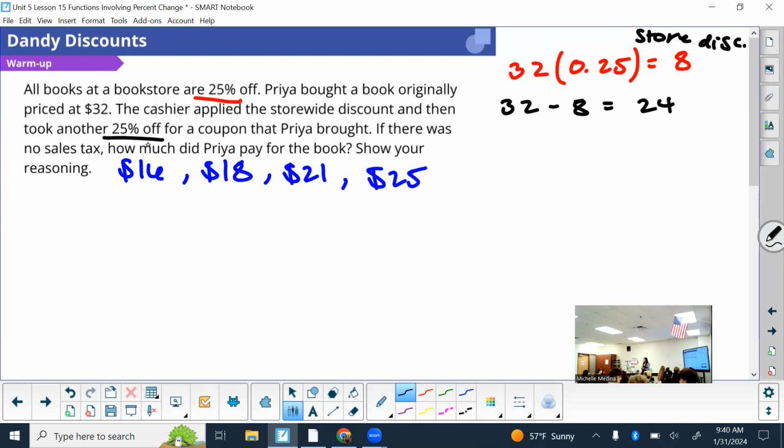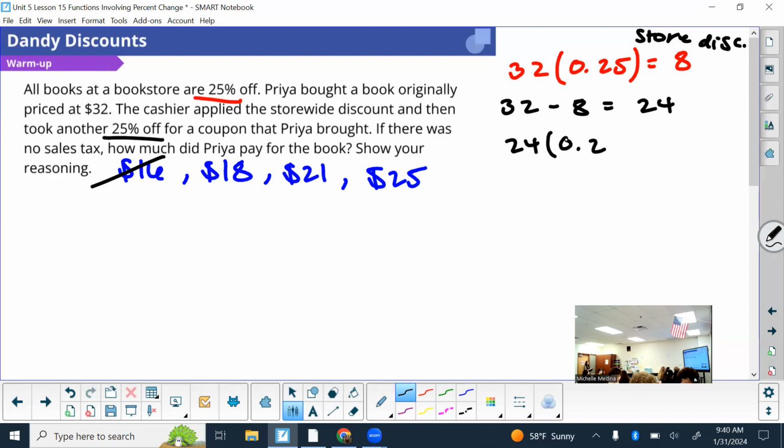Listen. You cannot just combine 25% plus 25% and say that it's 50% off. It doesn't work that way. So those of you that said 16, a lot of you said it, it doesn't work that way. You have to see the price it's at now after the discount and now apply the coupon, which happens to be another 25% off.